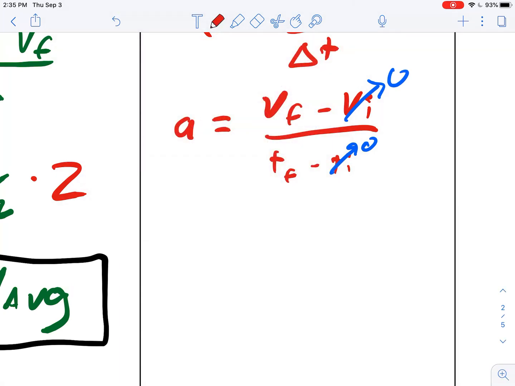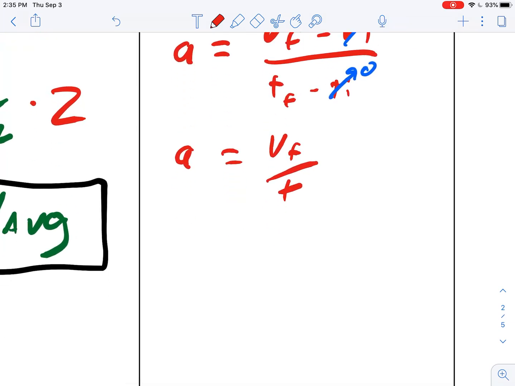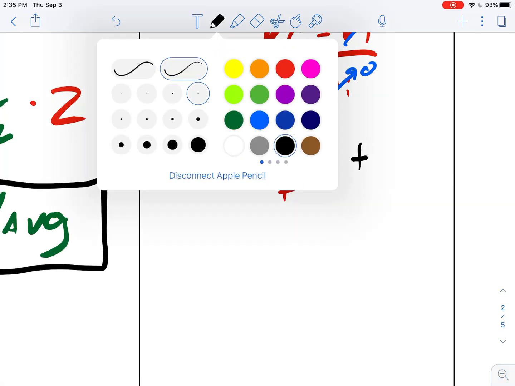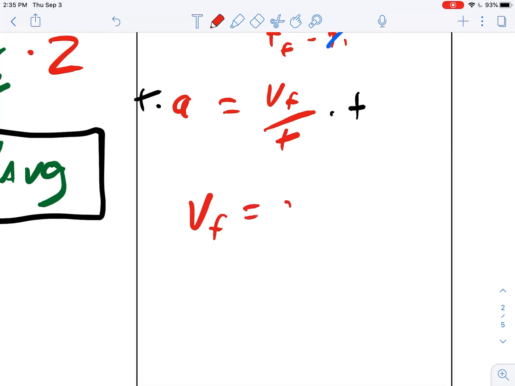Okay, so I'm just going to rewrite this. Acceleration is equal to Vf divided by t. All right, and then I'm going to get that time out of the denominator by multiplying both sides of the equation by time. Okay, and then just to clean this up, I get this nice little relationship that says the final velocity is just equal to the product of the acceleration and the time.